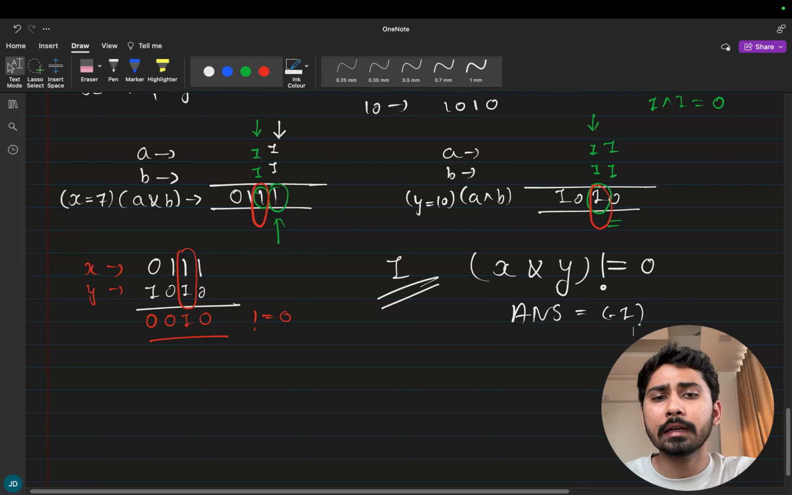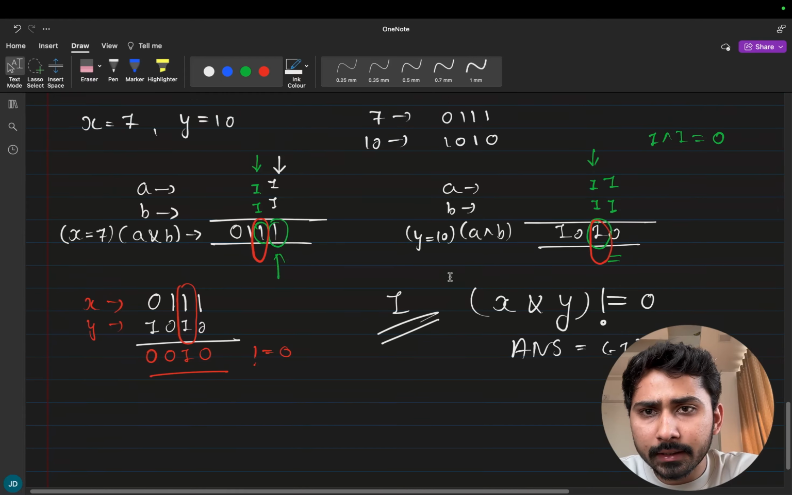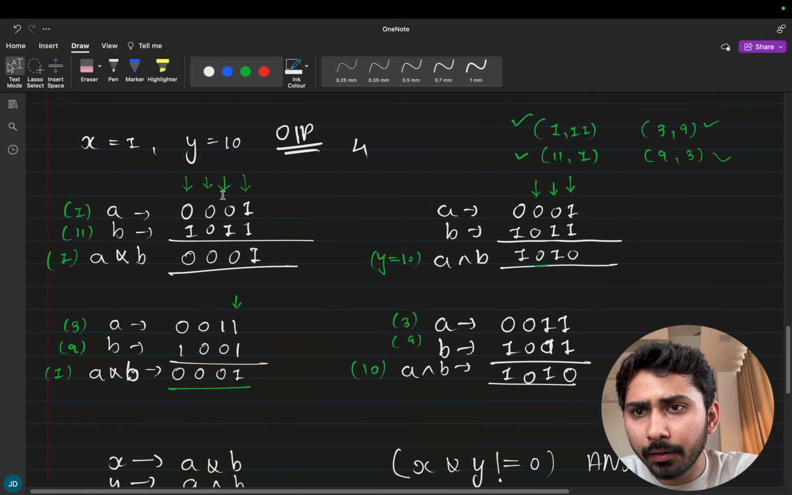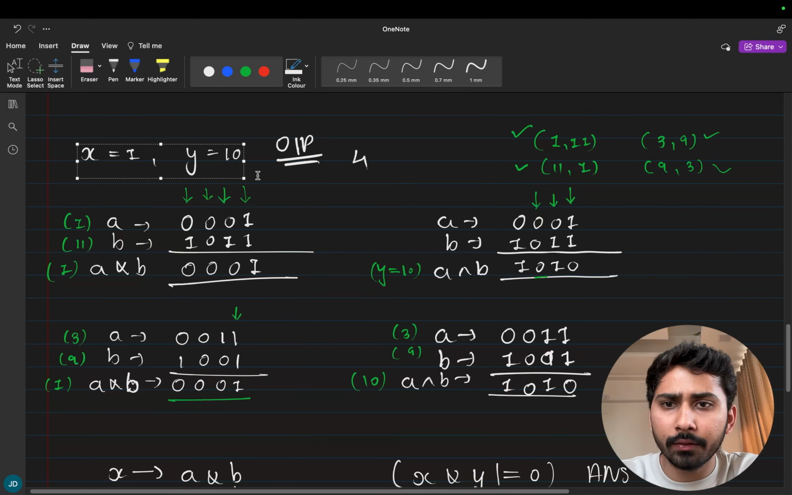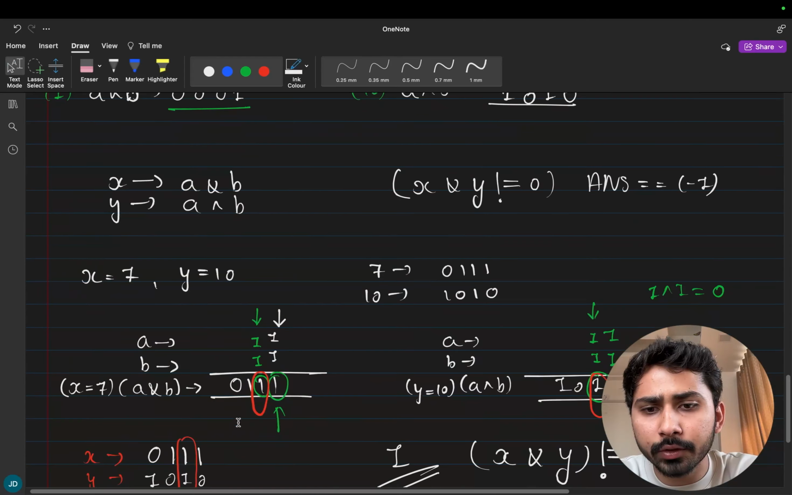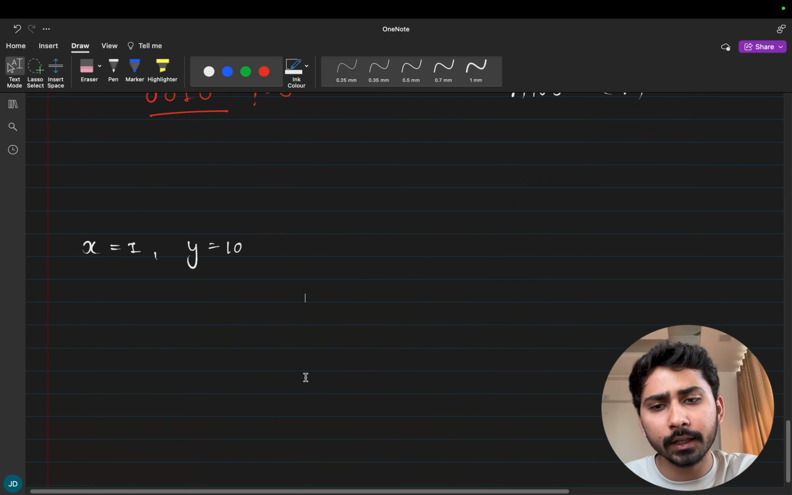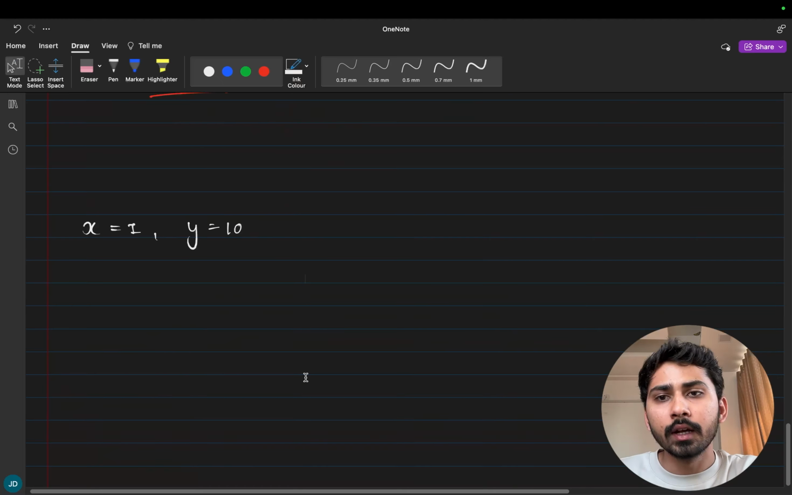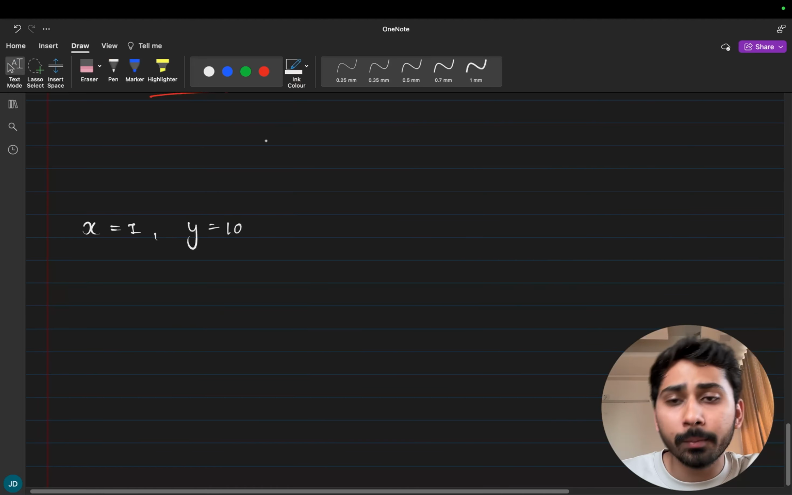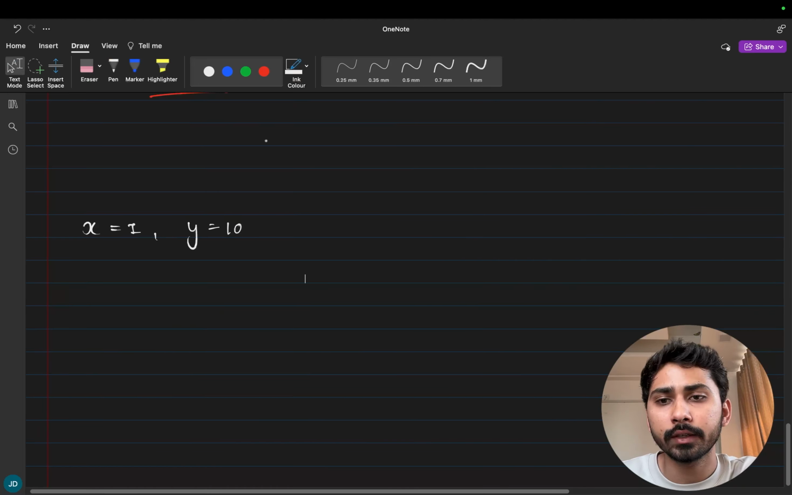So what if X and Y give you a 0? Then how many pairs are possible? Let's take this second example where X was equal to 1 and Y was equivalent to 10, and let's try to generate the numbers. Assume that you don't know the answer. Now you should be focusing on the problem statement. The problem statement is interested in getting the count of possible pairs. They are not interested in generating all the pairs.